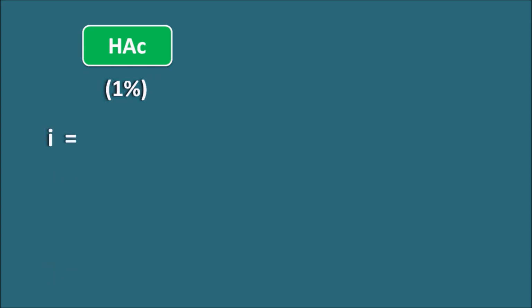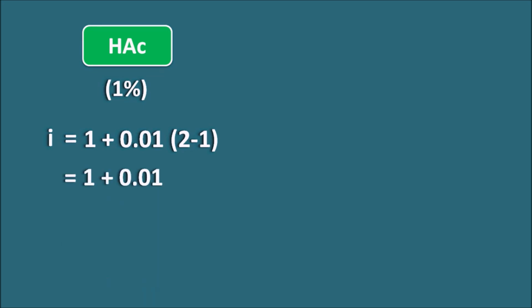So dissociation factor i is equal to 1 plus 0.01 into, when acetic acid is dissociated, it gives 1 proton and 1 acetate ion. So the total number of ions is 2. So 2 minus 1. By solving this, it is 1 plus 0.01, which is nothing but 1.01. So the i value for acetic acid is 1.01 at 1% dissociation.